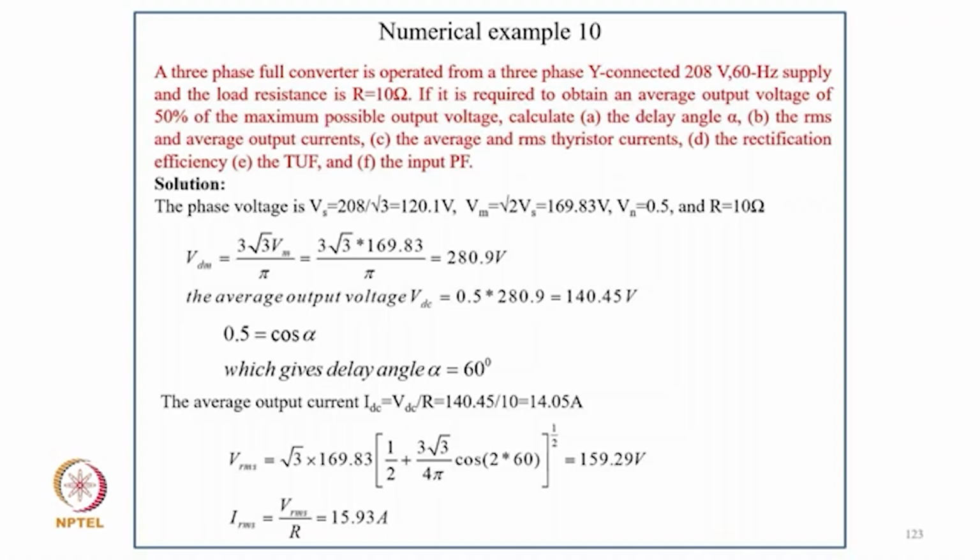Coming to numerical example 10: a 3-phase full converter is operated from a 3-phase star connected 60 Hz supply and load resistance is 10 ohm, required to obtain the average voltage of 50% of maximum possible. Calculate the delay angle alpha, the RMS and average output current, the average and RMS thyristor current, rectification efficiency, and transformer utilization of input. So phase voltage is Vs equal to 208 by root 3, and Vm equal to 169, and Vn equal to 0.5, and R equal to 10.